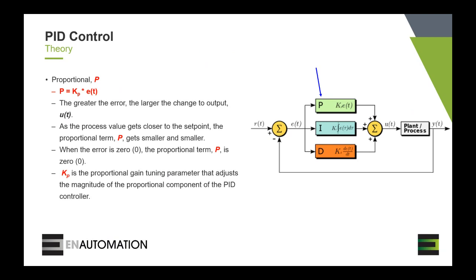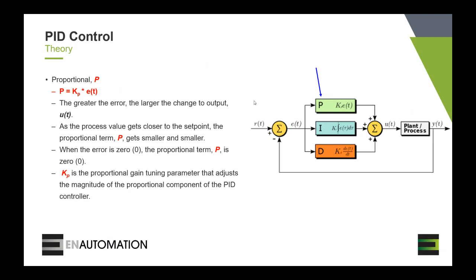There is no longer a reason to make any adjustments when the process value matches the set point. So Kp is the proportional gain tuning parameter that adjusts the magnitude of the proportional component of the PID controller.